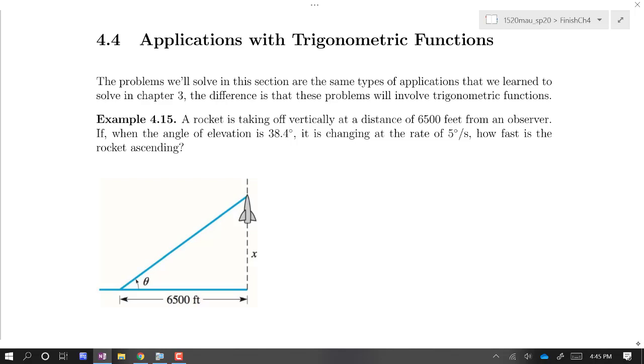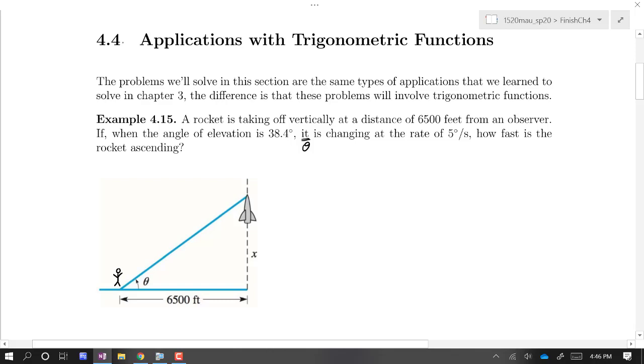So a rocket taking off vertically, a distance of 6,500 feet from an observer. So imagine there's some observer over here. And it says that when the angle of elevation is 38.4 degrees, it is changing at the rate of 5 degrees per second. This it is the angle of elevation. So theta is changing at the rate of 5 degrees per second. How fast is the rocket ascending?